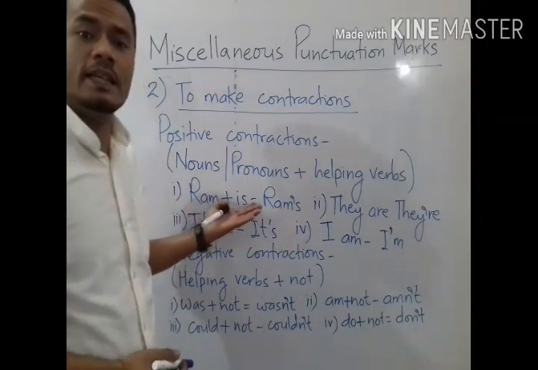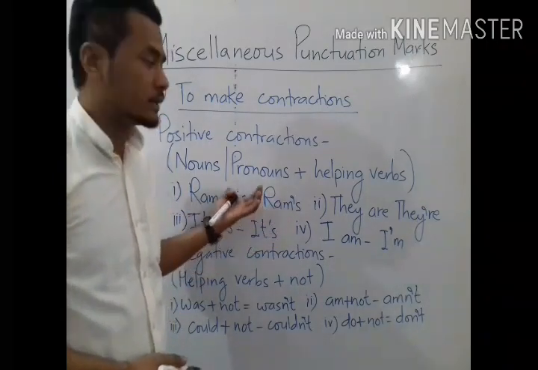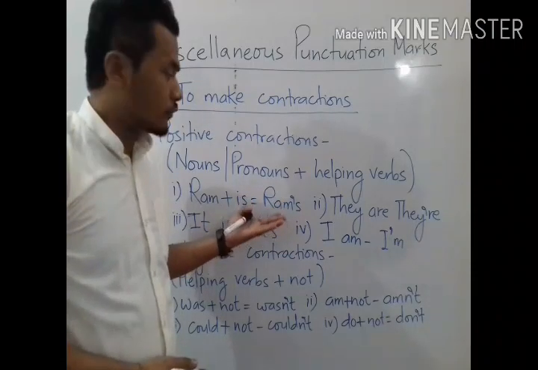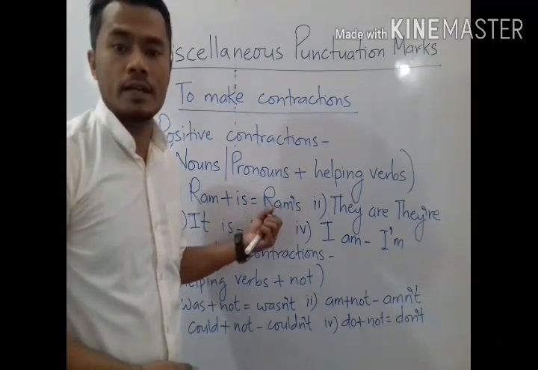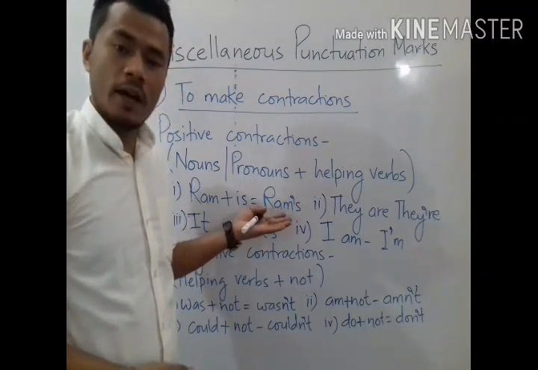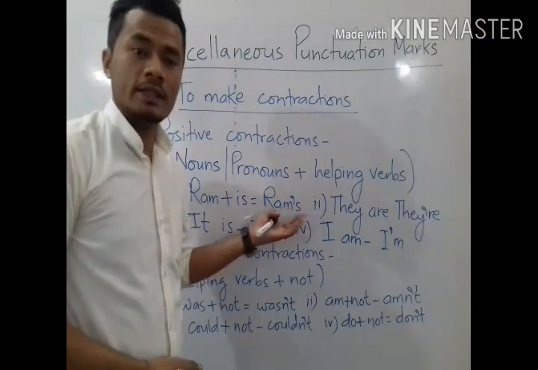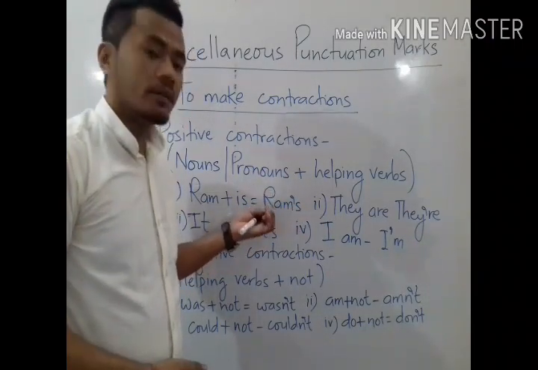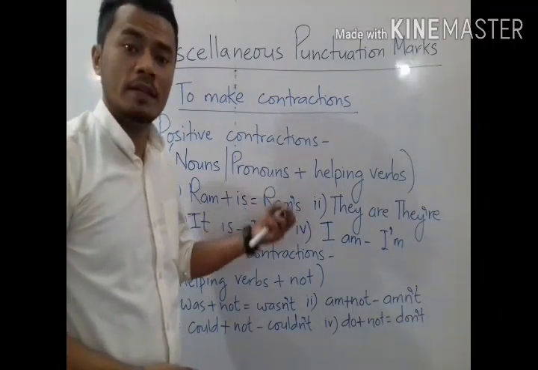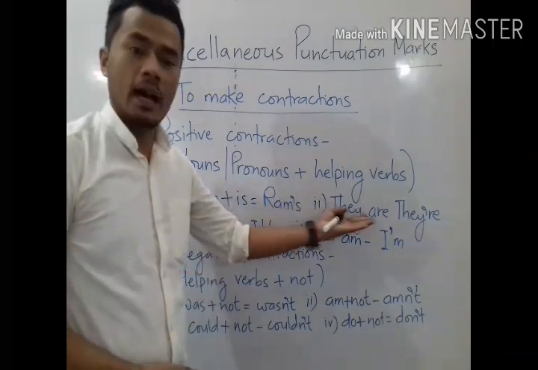Like Ram plus is. Ram is a noun, is is a helping verb. So Ram plus is can be made into a contraction form like Ram apostrophe s. It means Ram is. If I write the sentence like Ram's my brother, it can be read as Ram is my brother. I have used the contraction form of Ram is, that is Ram's. Ram's my brother.